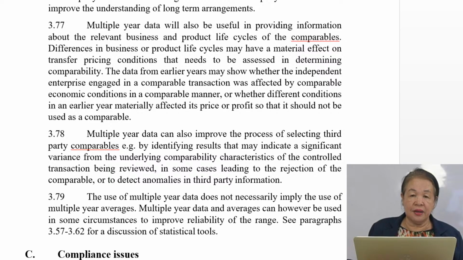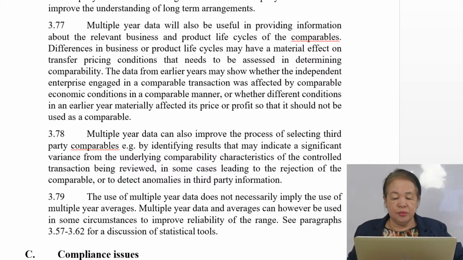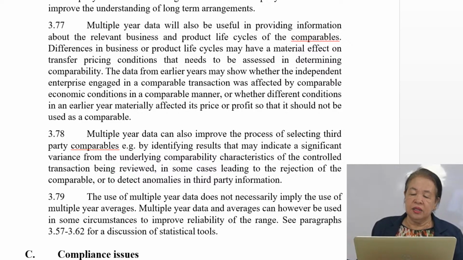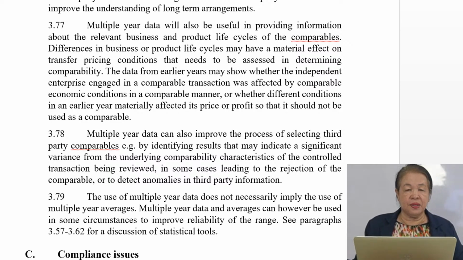Kasi if the product life cycles is descending, no, hindi na kumikita as compared nung bagong launch pa lang yung product. The data from earlier years may show whether the independent enterprise engaged in a comparable transaction was affected by comparable economic conditions in a comparable manner, or whether different conditions in an earlier year materially affected its price or profit, so that it should not be used as comparable. So, the transfer pricing analyst will determine, no, kung gagamitin pa niya na comparable or not.